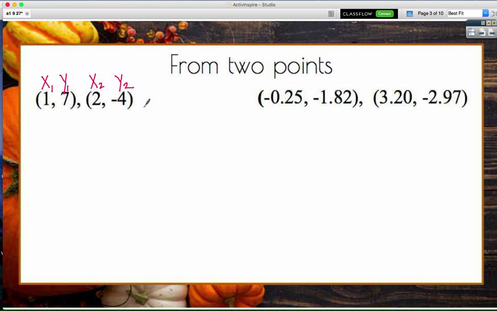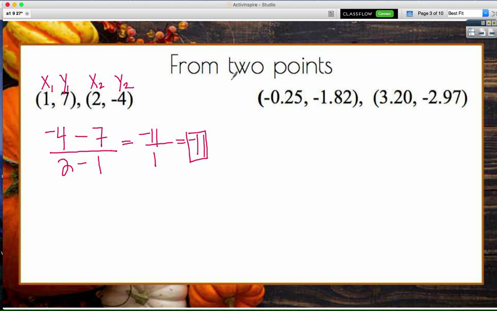What does matter though is that now that I have them labeled, I put them in the formula the correct way. So I know that the formula is y2, so -4, minus y1, which is 7, over x2, so that's 2, minus 1. When I simplify this, I have to be very careful with these integers. -4 minus 7. Henry, what's that? -11. -11. And then on the bottom, 2 minus 1, well, that's just 1. So our final rate of change between these 2 points is -11.